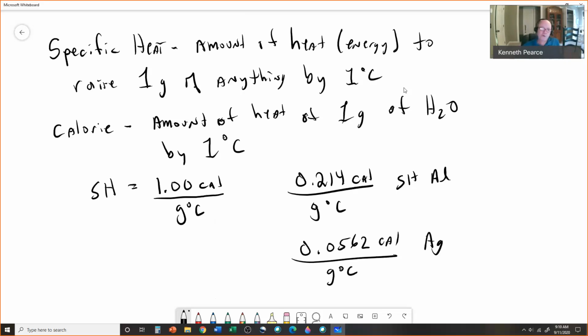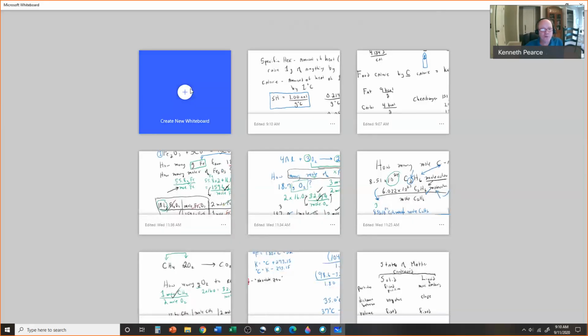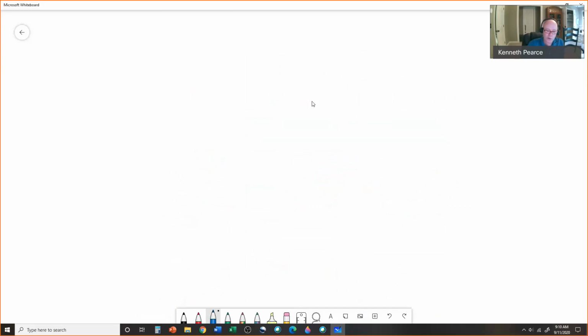Now, this is not something you have to memorize. You go look up your specific heats on tables, but it is useful to remember that the specific heat of water is 1.00 calories per gram per degree Celsius, because we're going to do a lot of calculations. All right, so what are we going to do with specific heat? Well, here's our first equation that we need to work with, and that's something called the heat equation.